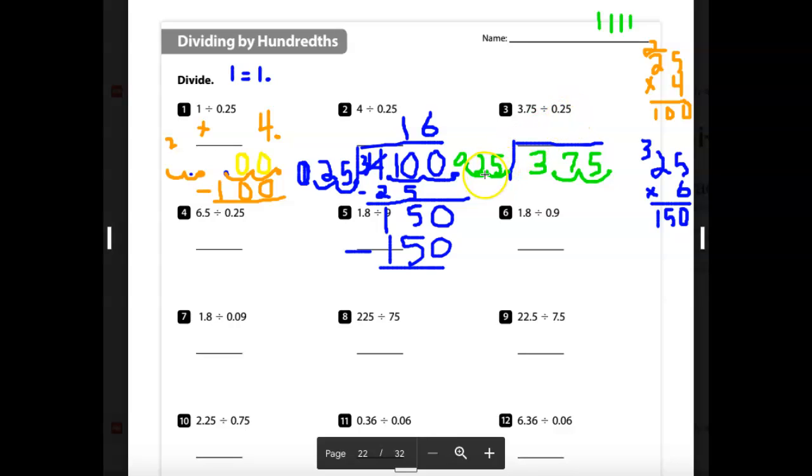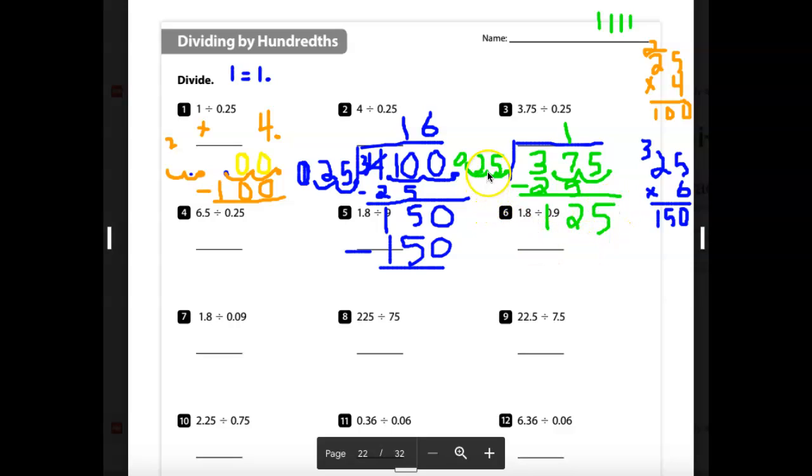So let's look at this. How many 25s are in 3? Well, 25 won't go into 3. You can't make a whole group of 25 out of 3 tally marks. So let's go to this number, 37. Well, if we had 37 tally marks, could we make a group of 25? Yes, we could make one group. Okay? So 1 times 25 is 25. Subtract that. 7 take away 5 is 2. 3 take away 2 is 1. And bring down our 5.